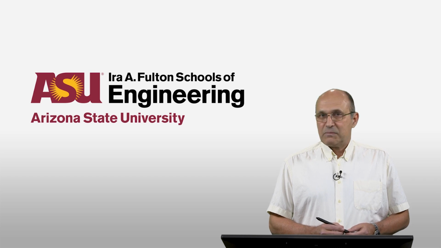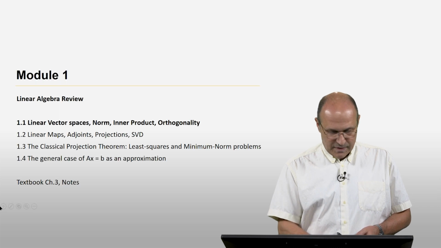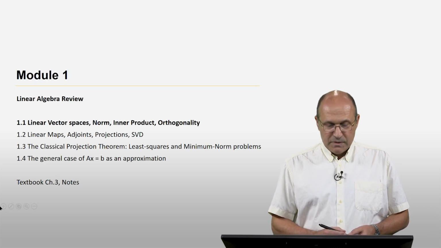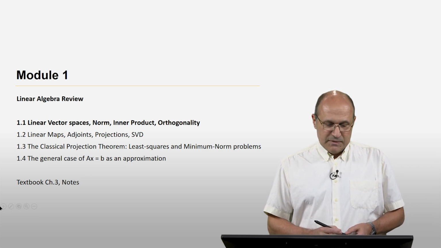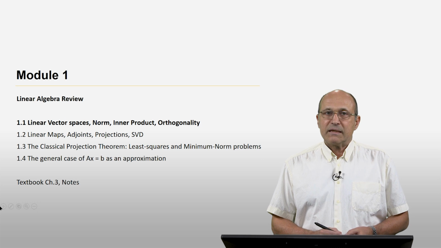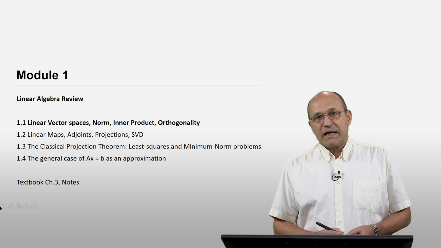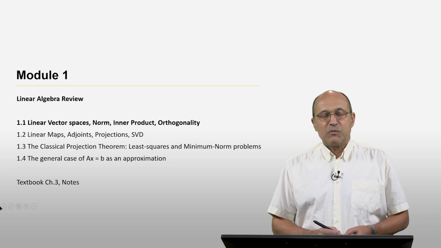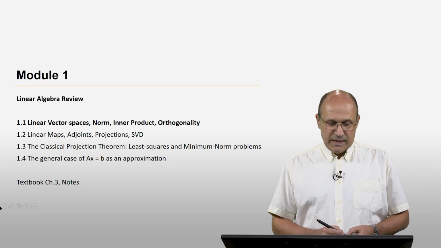So welcome to EEE582 Linear Systems, and I will begin with a short overview of this Module 1, which is a linear algebra review. We will talk about linear vector spaces, norms, inner products, and orthogonality. That's the first lecture. Second lecture is linear maps, adjoints, projections, and singular value decomposition. Both of them are fairly heavy in terms of definitions, and some will be new terminology, but it's something that we have to define in the beginning of the course.